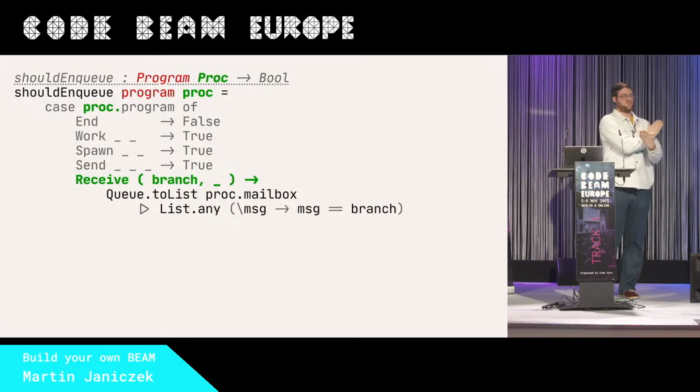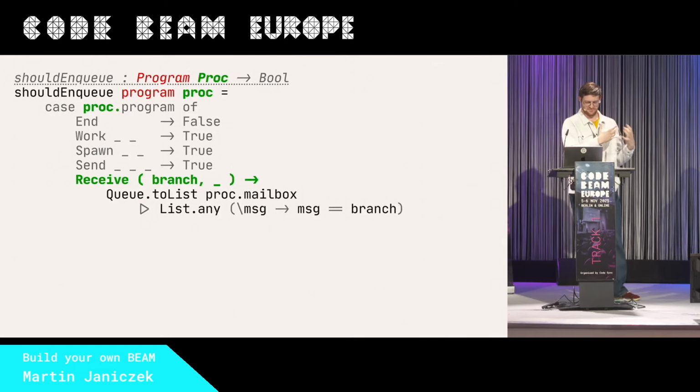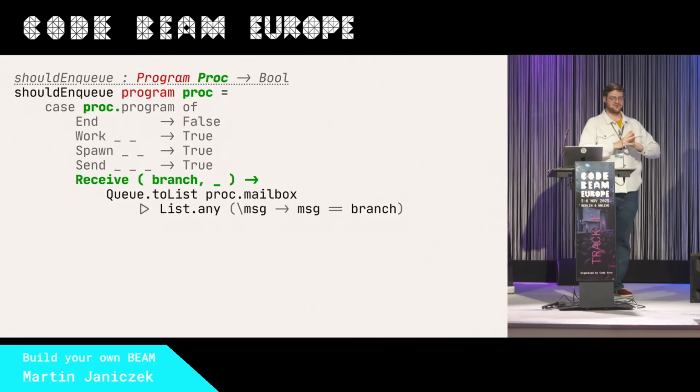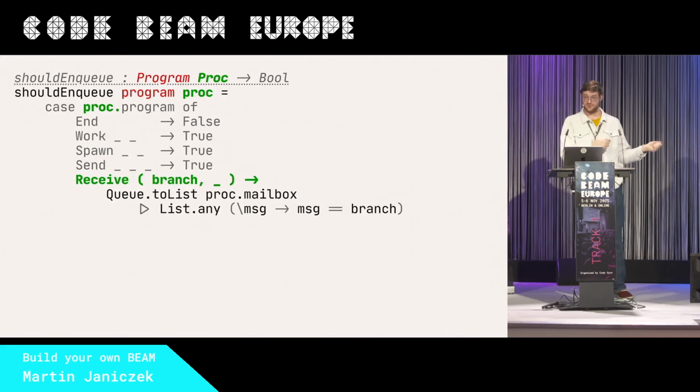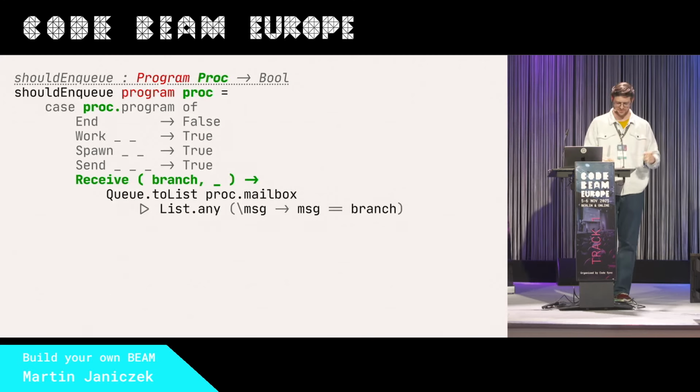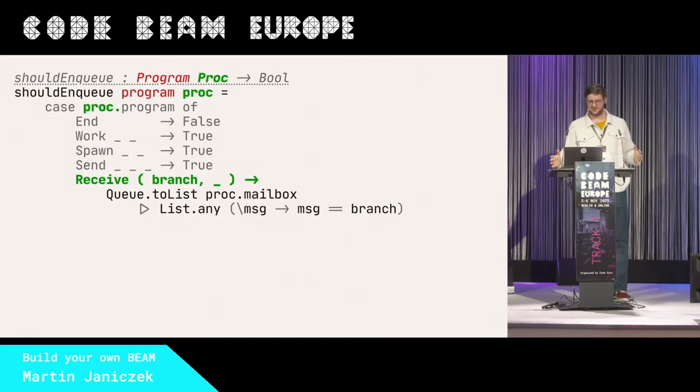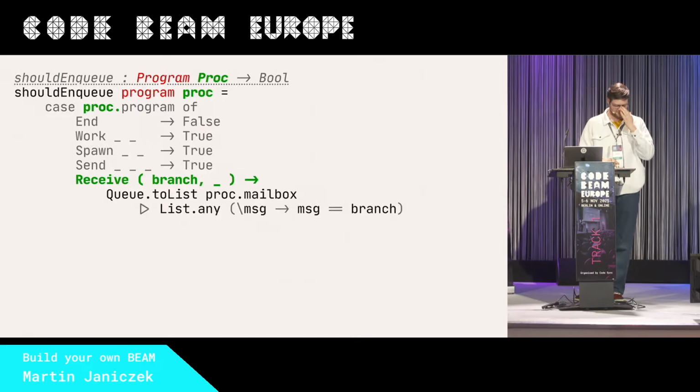So yeah, here's a little bit of optimization. Let's say I have gone through all of the messages in my mailbox as I'm trying to receive, and none of these messages match. So I don't really need to run again and try to go through the list again until I have a new message. So I don't want to re-enqueue this process if there's no interesting message in the mailbox. So that's what this does.